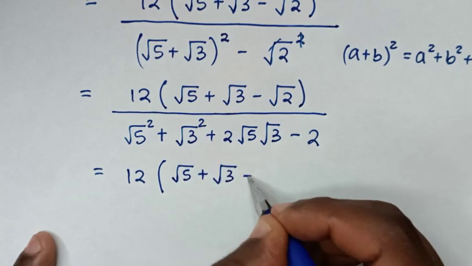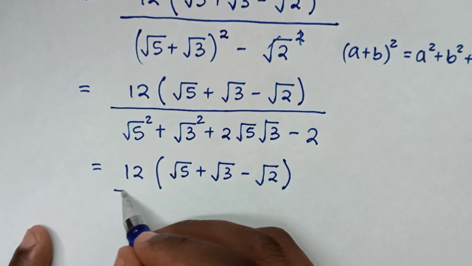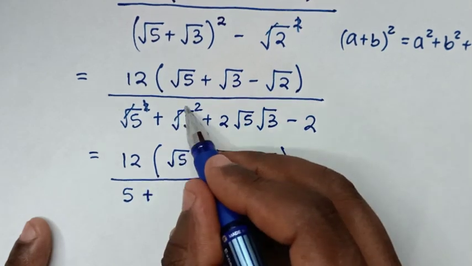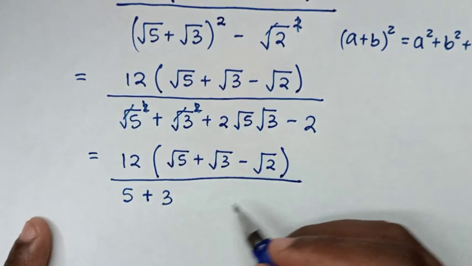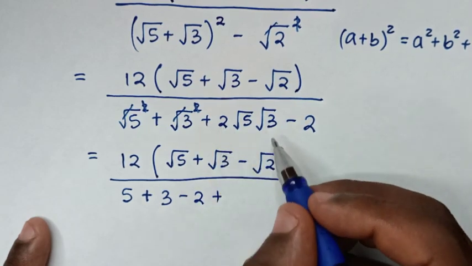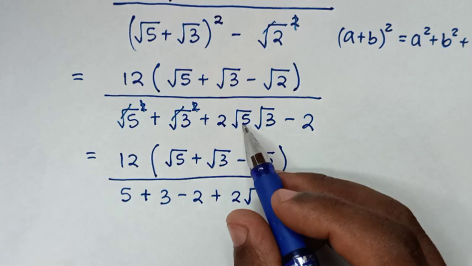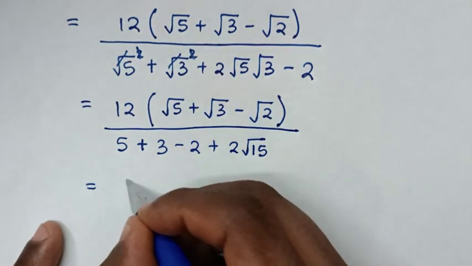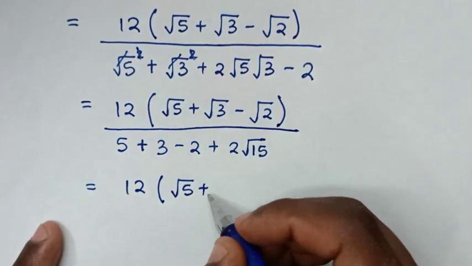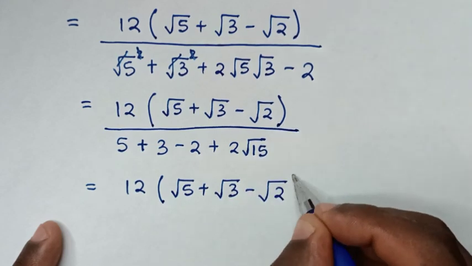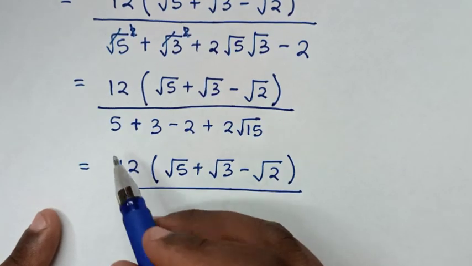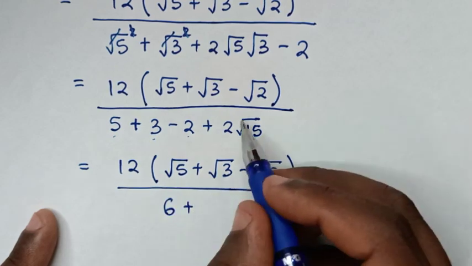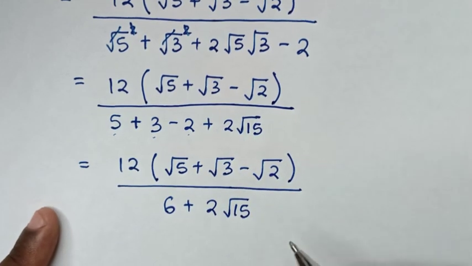Then in the next step it will be equal to 12, then bracket square root of 5 plus square root of 3 minus square root of 2 bracket, then over here the square root will cancel the square, so it will be 5, then plus 3, then this minus 2, then plus 2 square root of 5 times square root of 3, which is square root of 15. Then it will be equal to 12 bracket square root of 5 plus square root of 3 minus square root of 2 bracket, then over here 5 plus 3 is 8, 8 minus 2 is 6, so it will be 6, then plus 2 square root of 15.